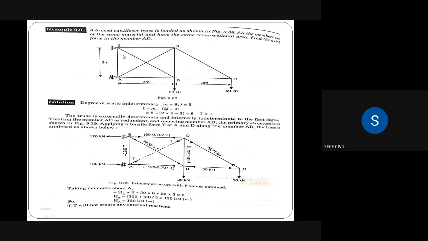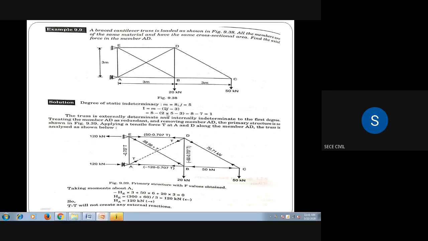And joints: joint 1, joint 2, joint 3, joint 4, and joint 5. So j is equal to 5. The formula is m minus 2j minus 3. So 8 minus 2 into 5 minus 3. 2 into 5 is 10. 10 minus 3 is 7. So 8 minus 7 is equal to 1. So the given problem is of 1 degree of internal redundancy.